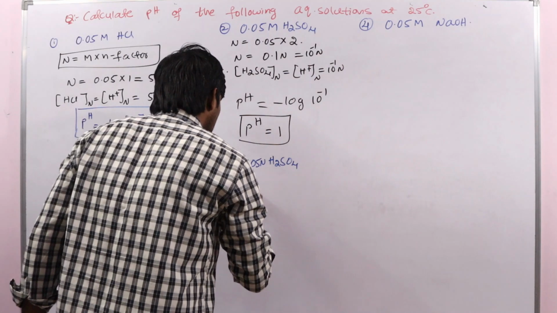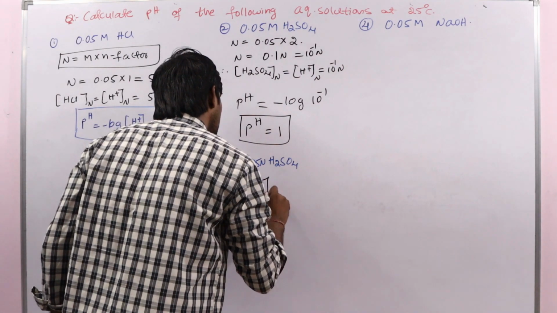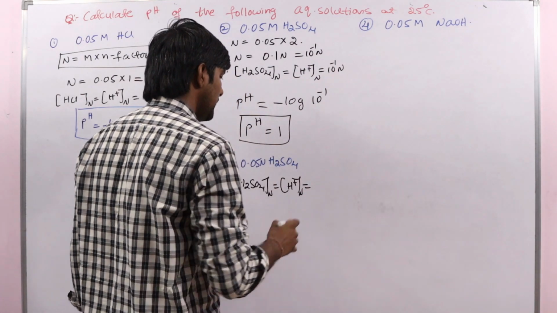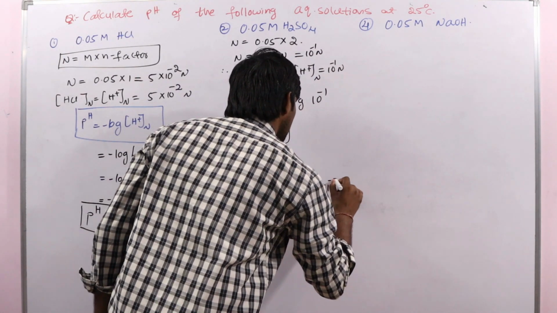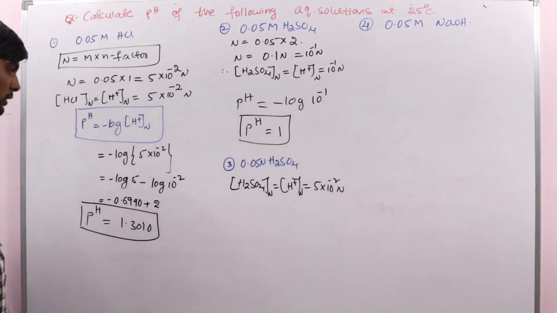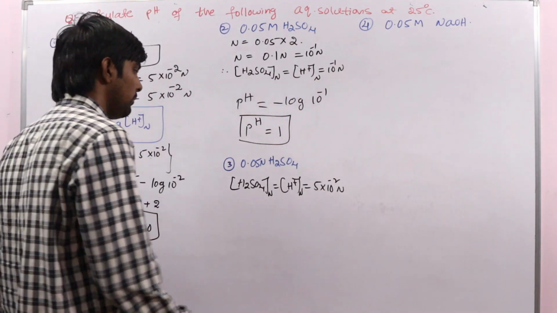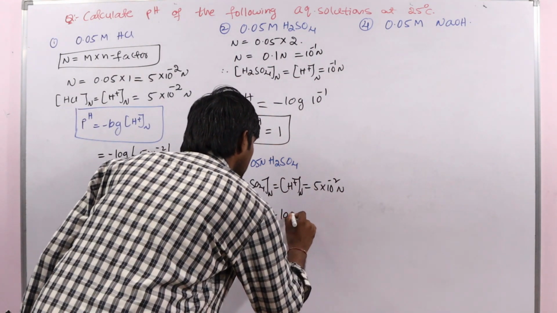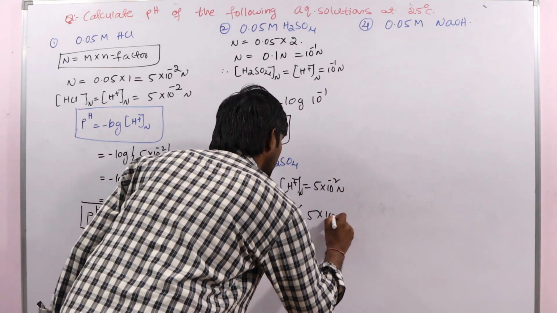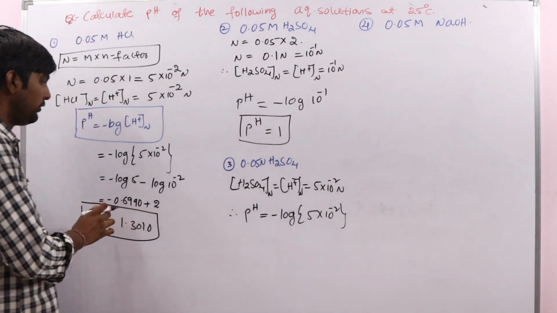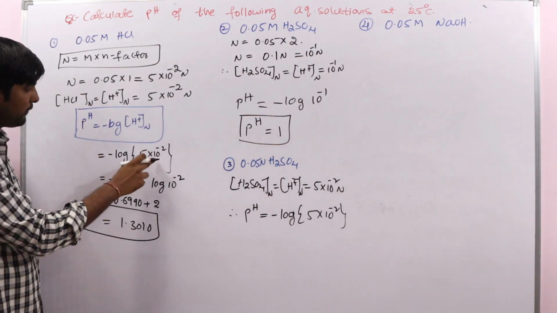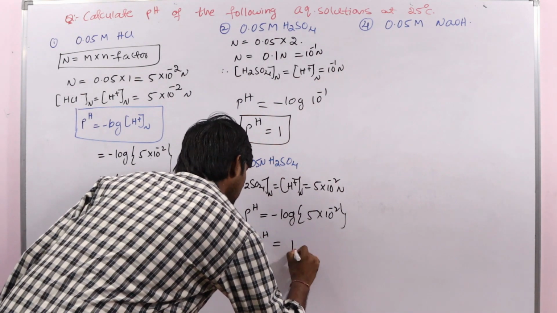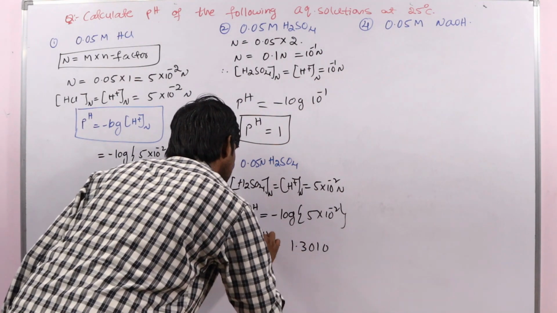Okay, so here concentration of H2SO4 is nothing but concentration of H plus ion, because it is a strong acid, that is equal to 5 into 10 power minus 2 normal. Okay, 5 into 10 power minus 2 normal. So here pH is equal to minus log 5 into 10 power minus 2. This we already simplified here, yes or no? Minus log 5 into 10 power minus 2, the final answer is equal to 1.3010.